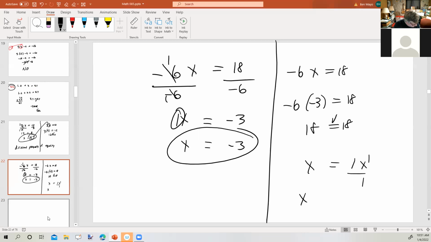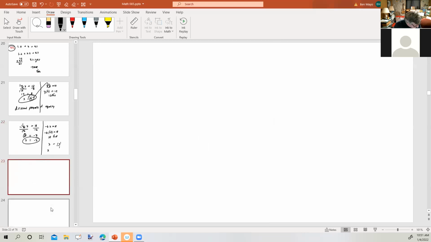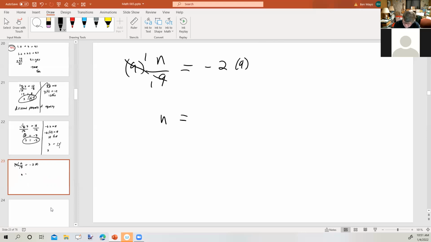So let's do a different example. Let's say we have n divided by 9 equals negative 2. So we don't have n, we have 1/9 of n. Well, to get n, we would have to multiply both sides of the equation by that 9, which is the denominator. On the left side, the 9's reduced down to 1 over 1, and I have 1 times n, or just n. On the right side, negative 2 times 9 is negative 18.